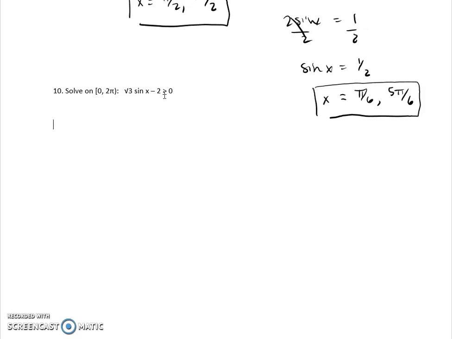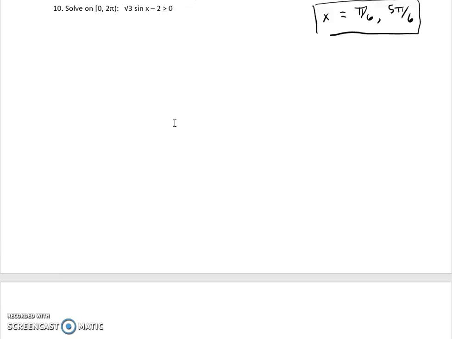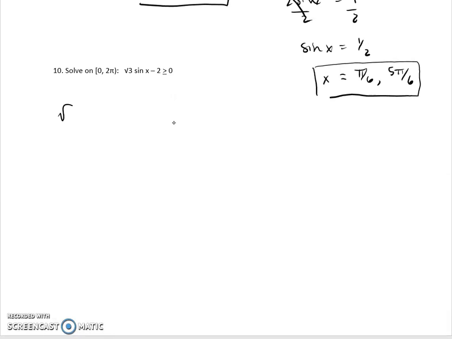So we've already got everything on one side of the inequality, so that helps. So let me just rewrite this. All right, we've got square root of 3 sine x minus 2 greater than or equal to 0. So remember the two things that we need to do. We need to find the intercepts, where it equals 0. And then we need to look at the inequality. Since it's greater than, we're looking for where it's above the x-axis. Greater than is above, less than is below, and you have to have a 0 on one side.